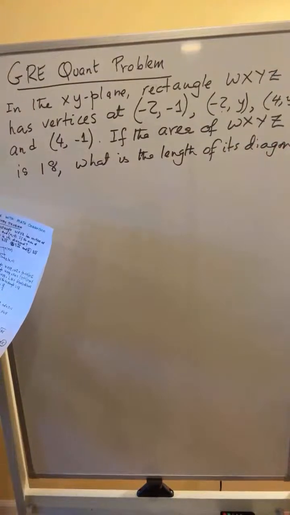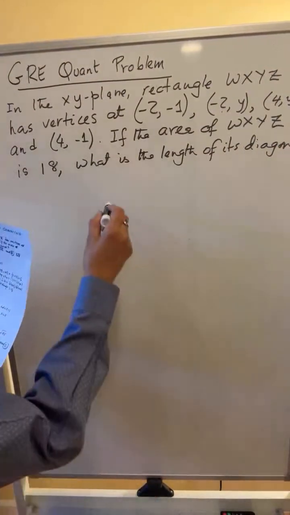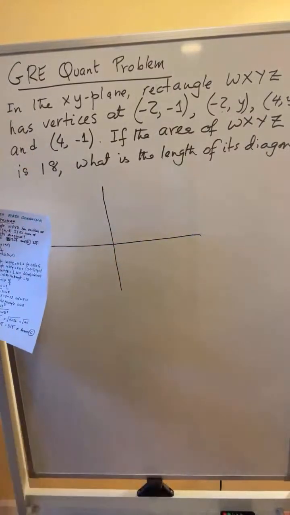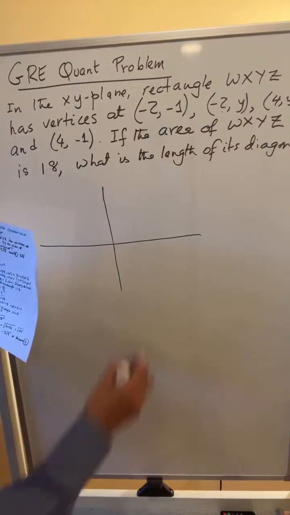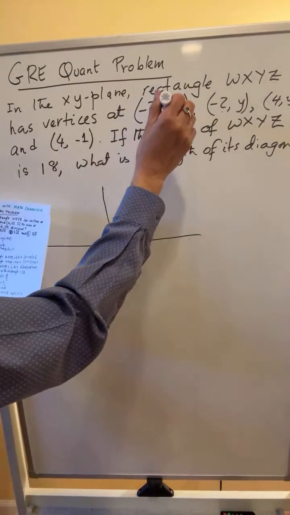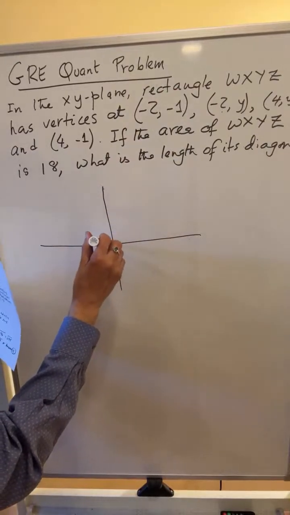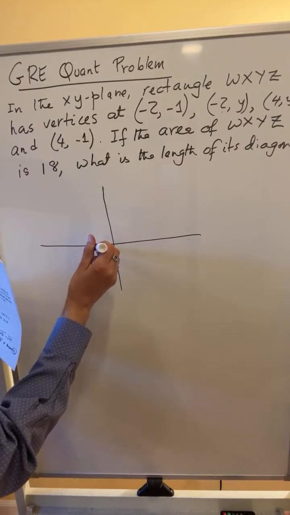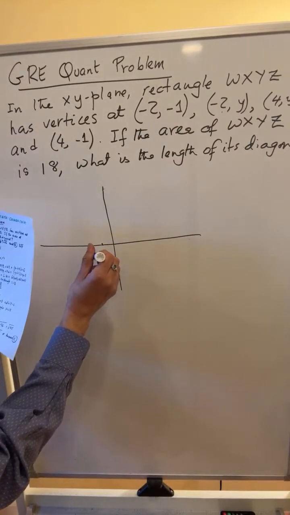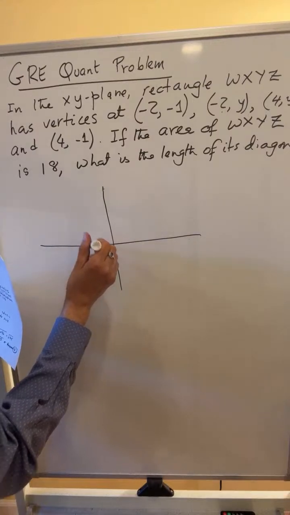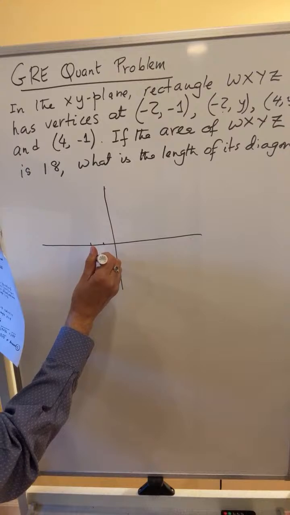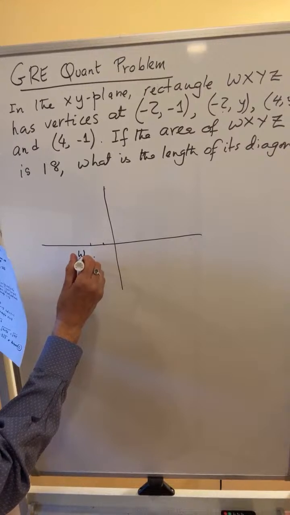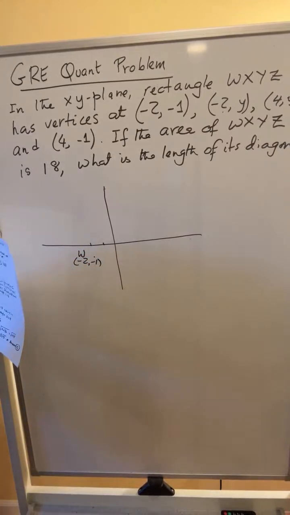Okay. So let's draw the XY plane. This is your y-axis, this is your x-axis. Okay. So the first point, (-2, -1). So -2 means we are going left of the origin on the x-axis, -2, and then only 1 unit down on the y-axis. So this is your location of W, which is (-2, -1).